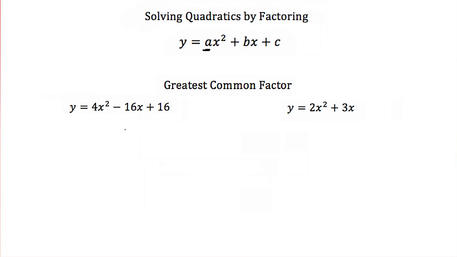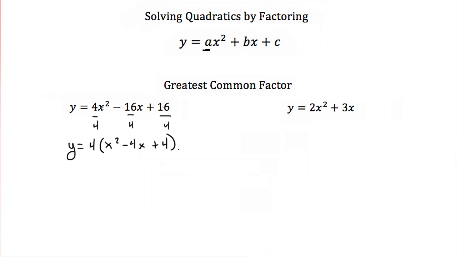A greatest common factor is a number or a variable, basically a monomial, that you can take out of every one of these terms. Well, I can take a 4 out of this term, or I can divide this by 4 if I want to. And I can also divide this negative 16 by 4 and this positive 16 by 4. 4 is a factor of all of these terms. So if I take out a 4, I'll get y is equal to 4 times x squared minus 4x plus 4. And again, I got this just by dividing 4 from every one of these terms.